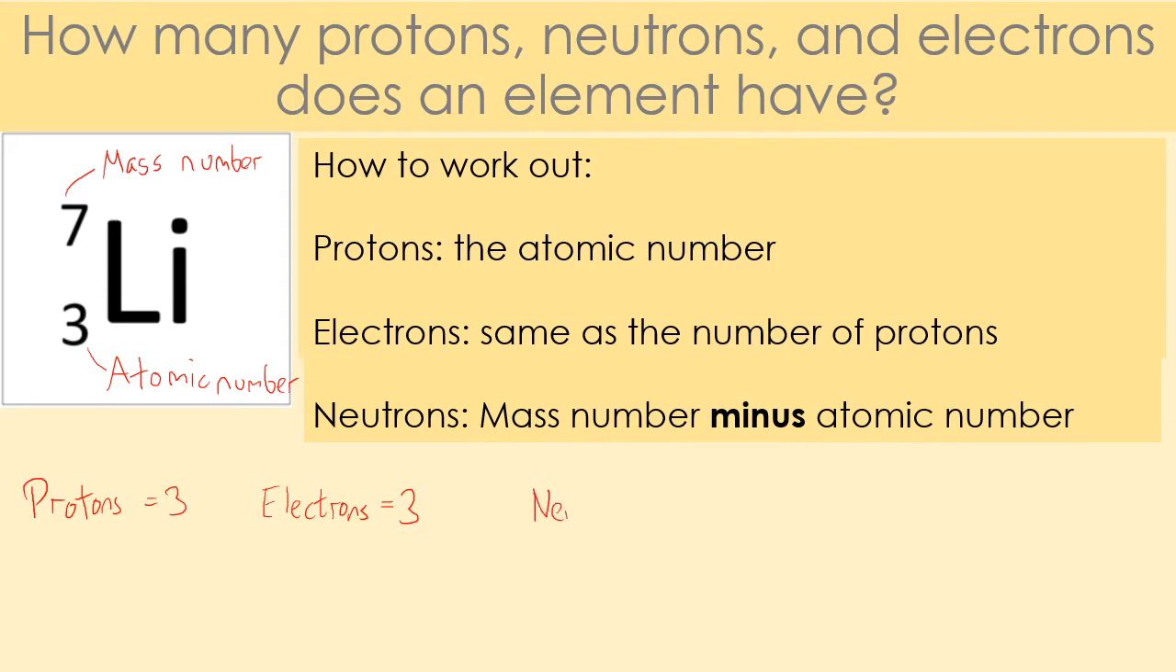And neutrons are slightly different. We need to do our mass number, our number up here, take away our atomic number. We'll do that one. Our mass number is 7. We're going to take away 3, and that will give us 4.